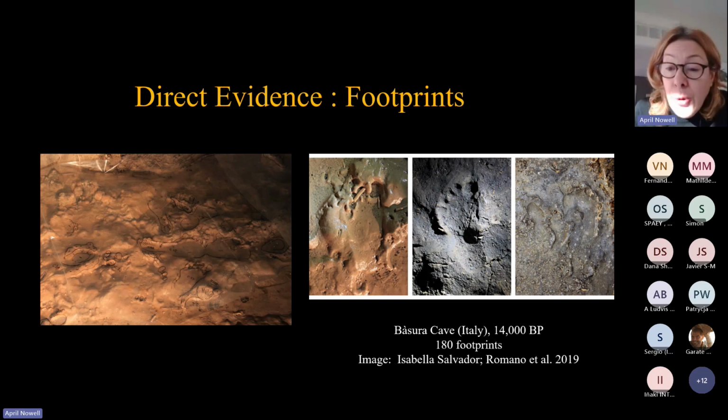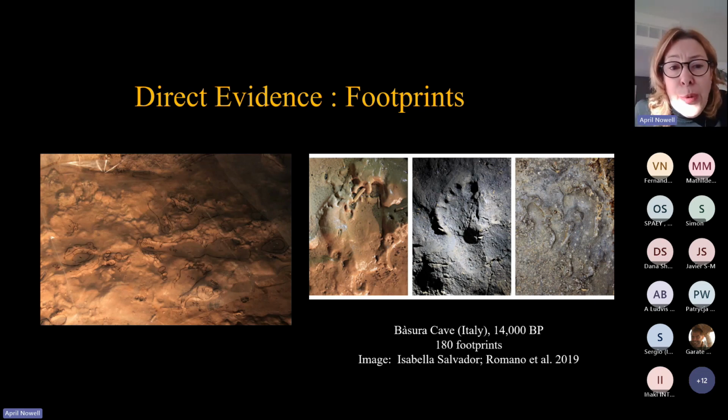And so I wrote a book called Growing Up in the Ice Age to really look at everything that we know about children during this time period. And we can talk more about that at the end of the talk. But there is actually a lot of good evidence out there for who's entering these caves, and at least making some of the art or being present for the creation of some of this art. And we have, for example, footprints at the site of Basura in Italy.